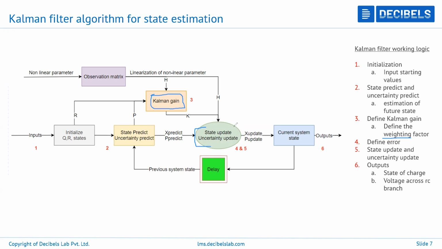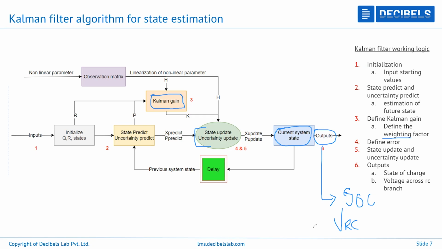So once you have the updated state, we have what is called the current system state. The true value of state of charge will be seen here in the outputs, the true SOC, and then you can also say the true voltage across the RC circuits. This second part, the voltage across the RC circuits, depends upon what kind of model complexity we are considering.